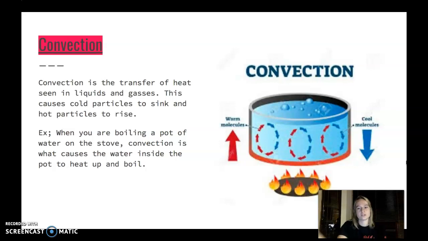But an example of this, if you're not familiar with that, is when your mom puts a pot of water on the stove and she starts to boil it, you'll notice that the water inside of the pot starts to get really hot.